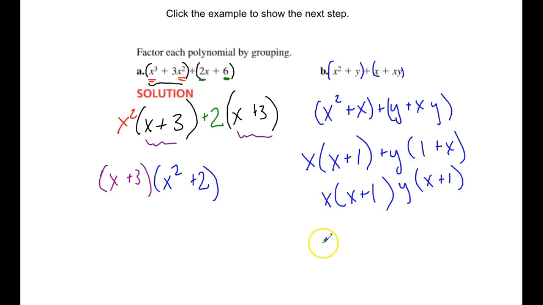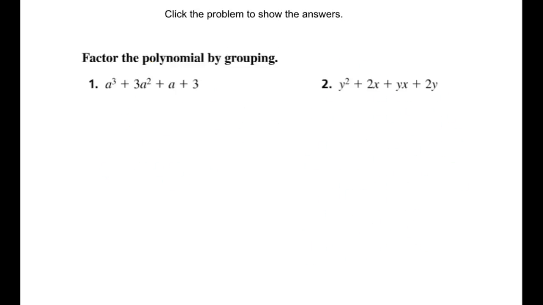So I'm left with my x plus y, the 2 things that are outside my parentheses, and then the things that were in the parentheses, which are the same, so I just rewrite them here. If I was to multiply this out, I would end up back where I started. So I can take the terms in my polynomial and rearrange them in order to get them in an order where I can group them. Here are some that I want you to practice and see how you do with those.